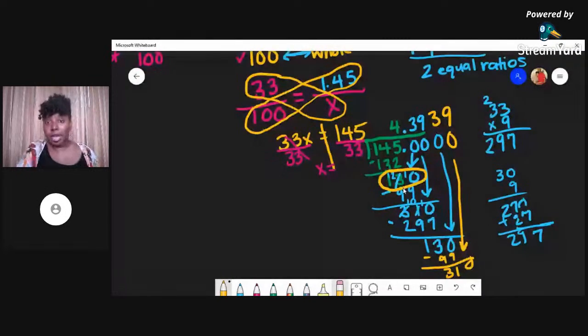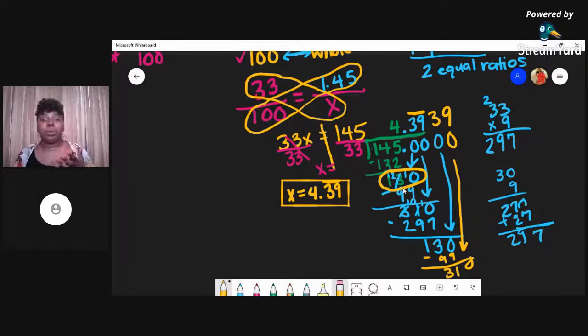Good. Okay. So, awesome. So x equals 4.39 repeating. You see it? Yeah. Okay. So now let me show you.